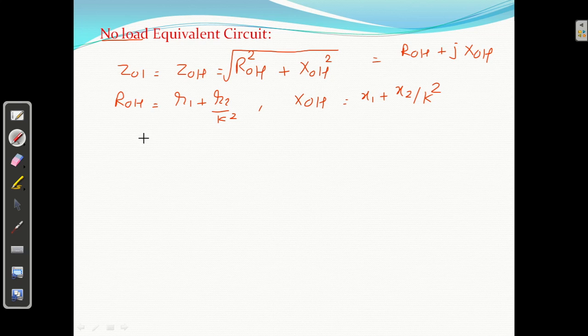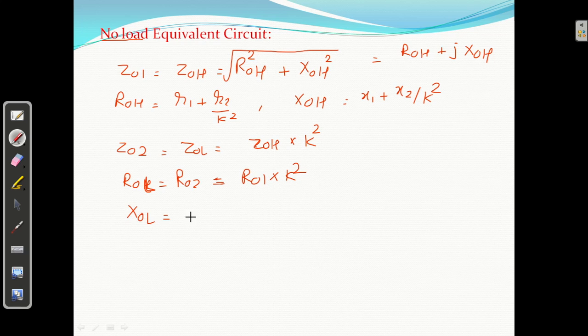In this way, to find Z02, that is Z0L, you can directly multiply Z0H by K square, or do it separately. R0L, that is R02, on the secondary side, where we had R01, you multiply directly by K square. Similarly X0L or X02 equals X01 into K square. So in this way you can transform to the secondary side also. No problem.